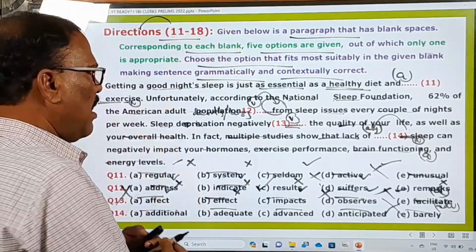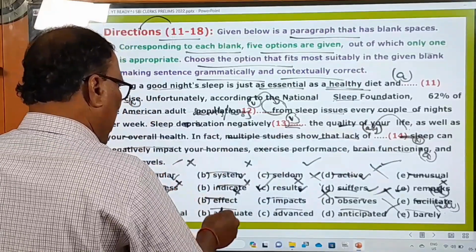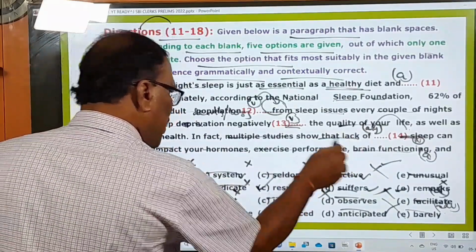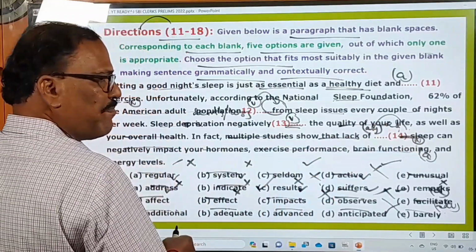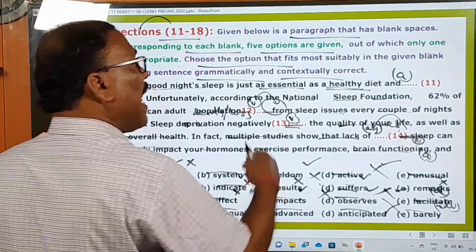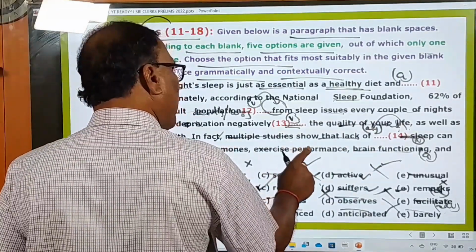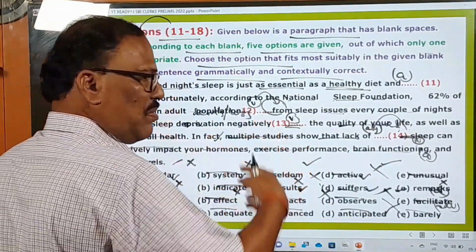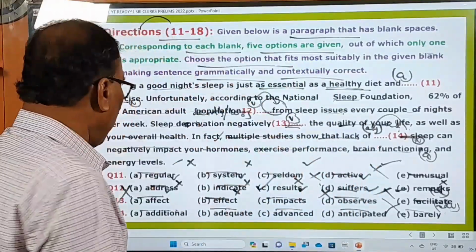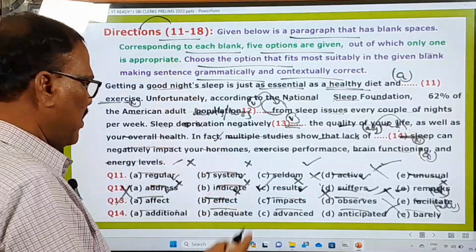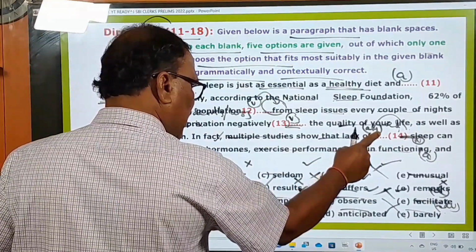That doesn't look nice. Additional sleep cannot negatively impact. Adequate means enough, this goes with that. Not simply adequate sleep, but a lack of adequate sleep can negatively impact your hormones, exercise performance. Performance of the body will be affected, brain functioning will be affected, and energy levels will also be affected. So this word adequate can fit in this blank.